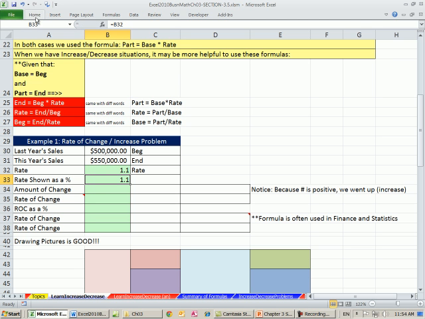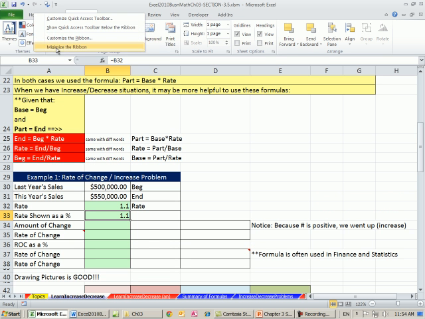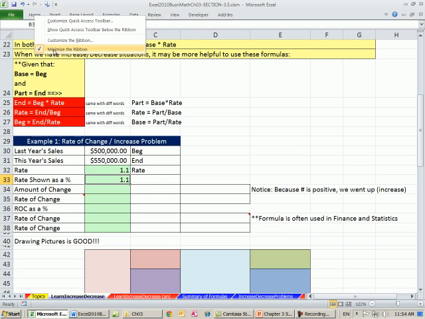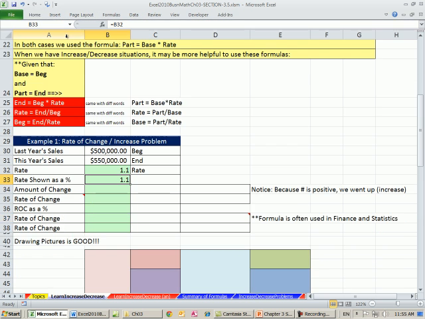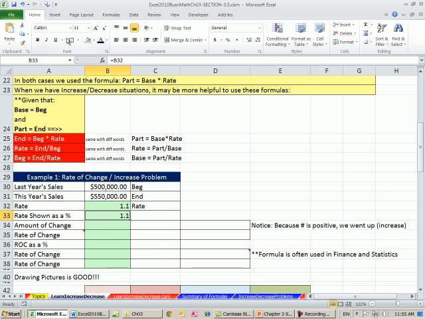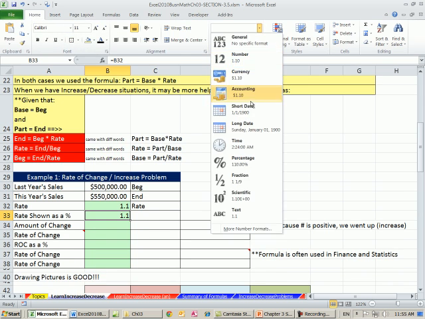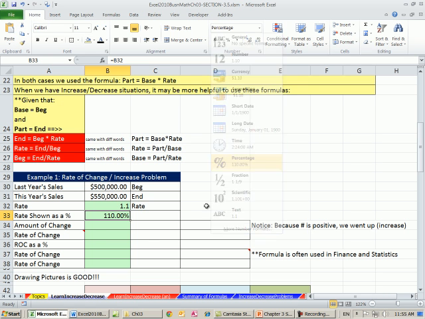Notice I have my ribbons hidden, and I did that by right-click, and I can either check minimize, right? Check it and it hides it. Uncheck it and it unhides it. The keyboard shortcut is Control F1. You don't need to know that. All right, I'm going to apply some percentage with 2 decimals.